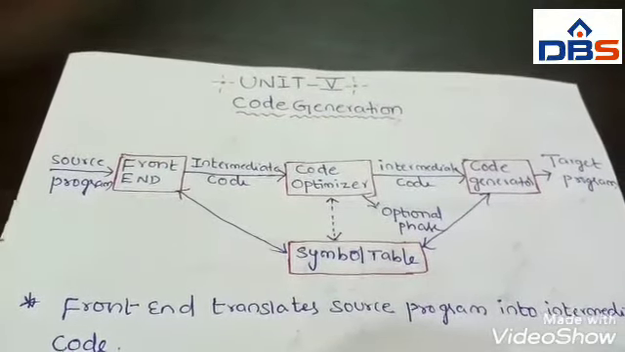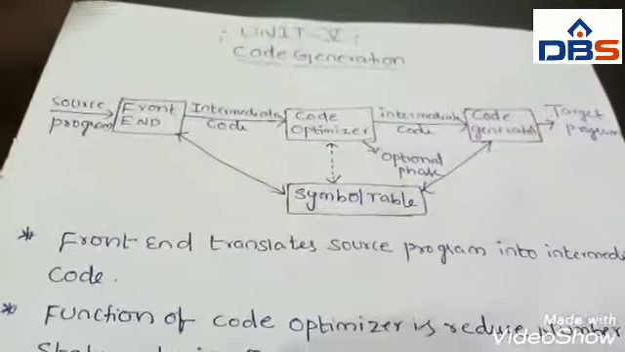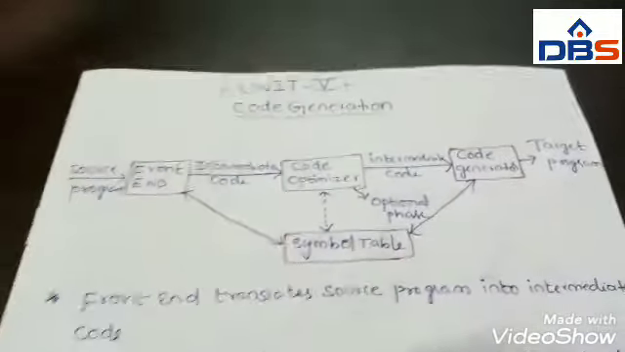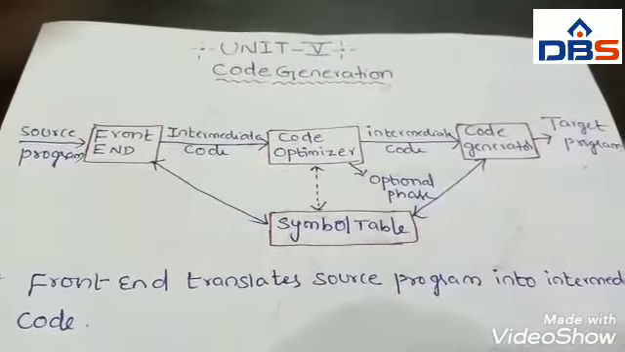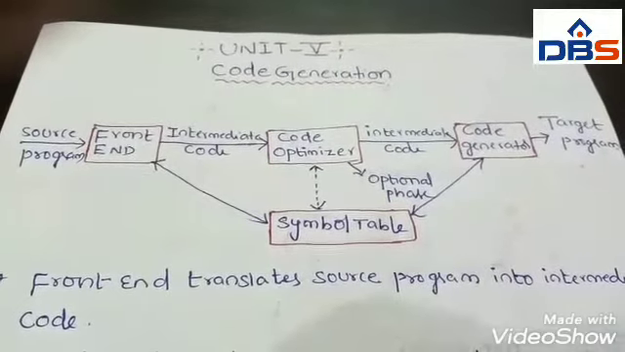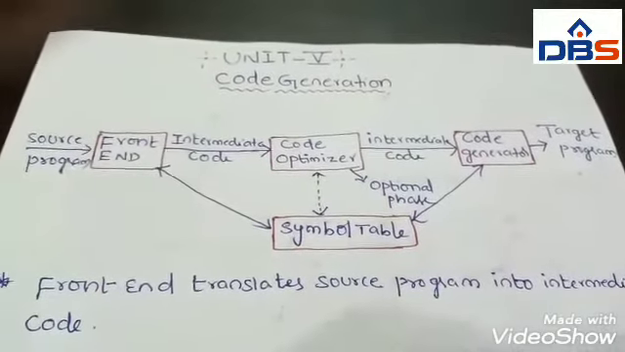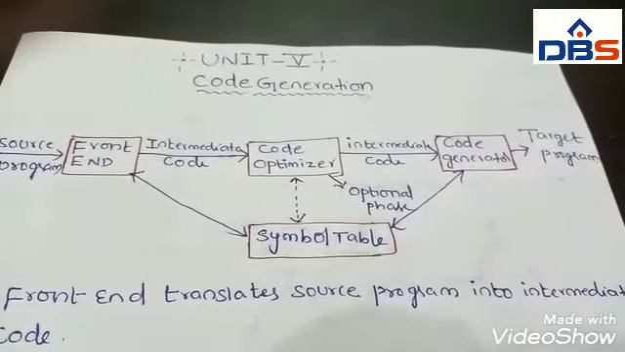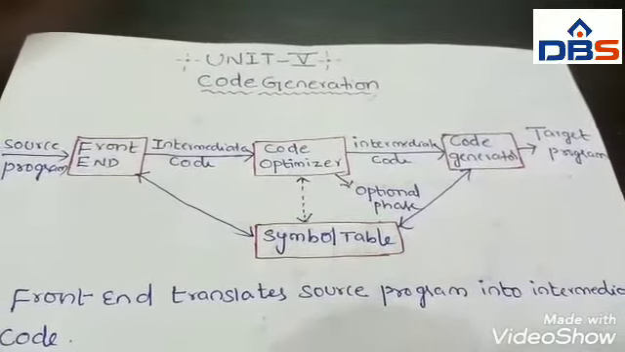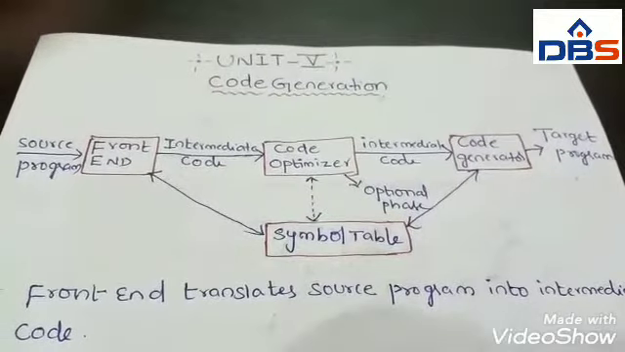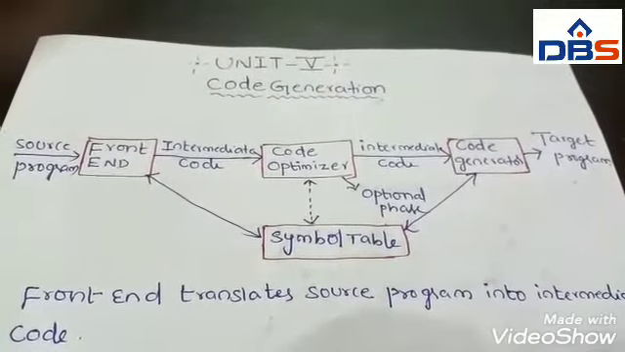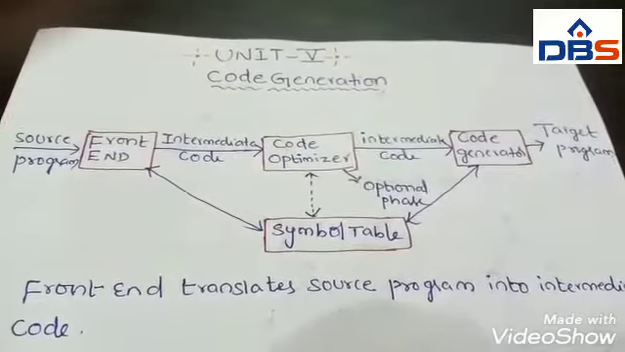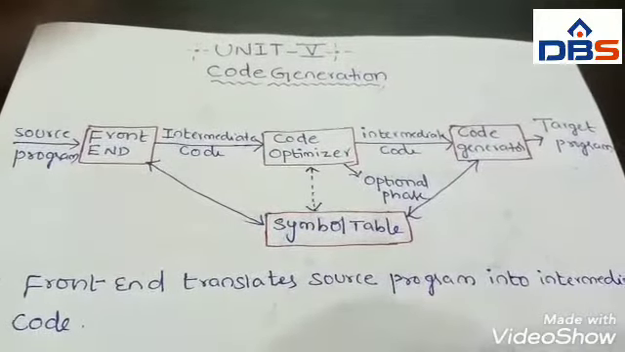All the phases are connected with the symbol table. If you see this diagram, the input to the code optimizer is intermediate code and the output of the code optimizer is also intermediate code. The code generator takes intermediate code as input and gives the target program as output. The front end, code optimizer, and code generator are all connected with the symbol table.